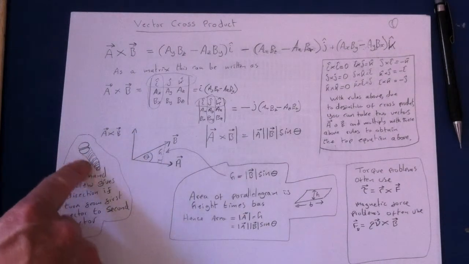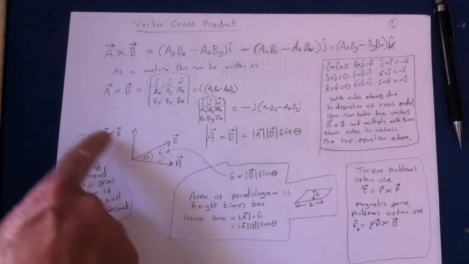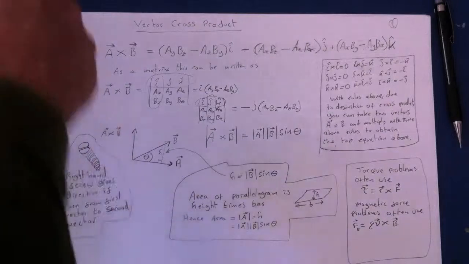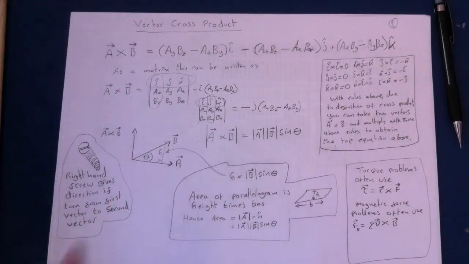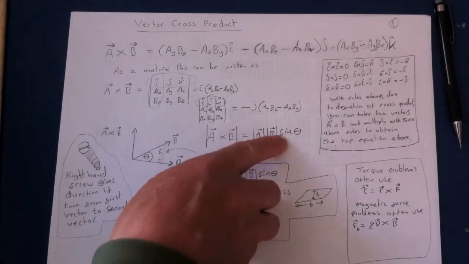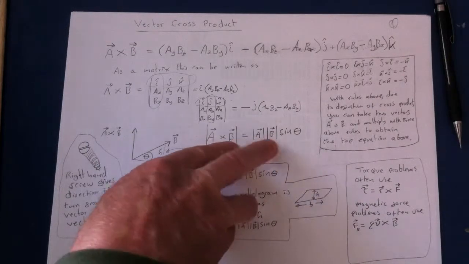Just imagine a screw and look at the first vector, then in your mind turn it to the second one and think where the screw is going. Then you can figure out the direction of A cross B. So that's an easy way. That's the way I do it. It's really easy.